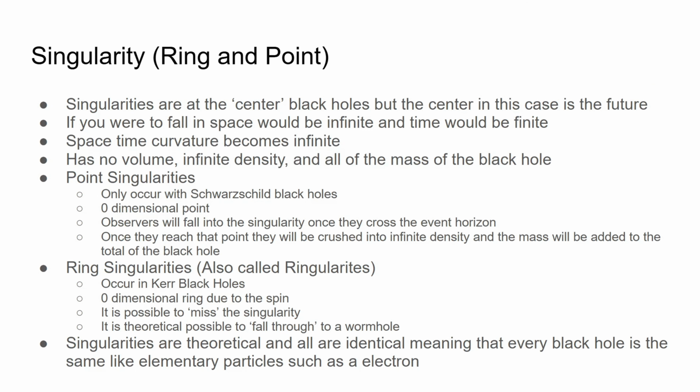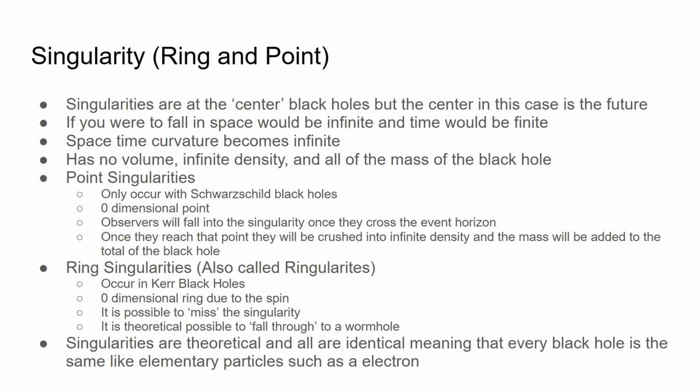Okay, and then you have the singularity itself. There are two types of singularities: the ring and point singularity. Singularities are at the quote unquote center of black holes, but on the inside of a black hole, it gets all wonky, and space-time actually flips once you pass the event horizon. So space is infinite, but time is finite, unlike outside of a black hole, where space is finite and time is infinite. So the center of the black hole is actually just the future. So your future is the singularity.